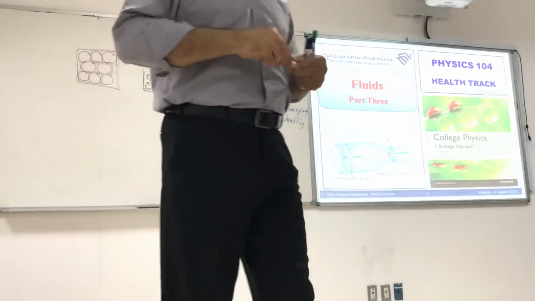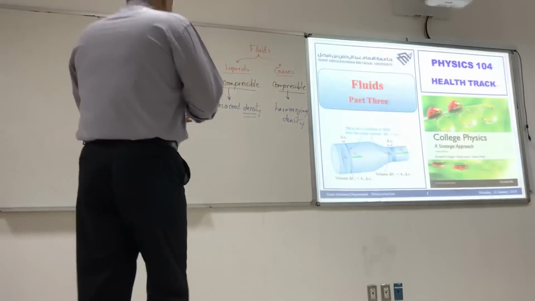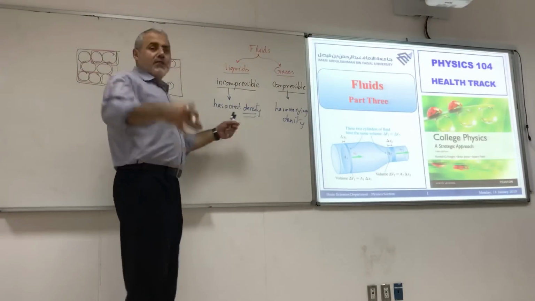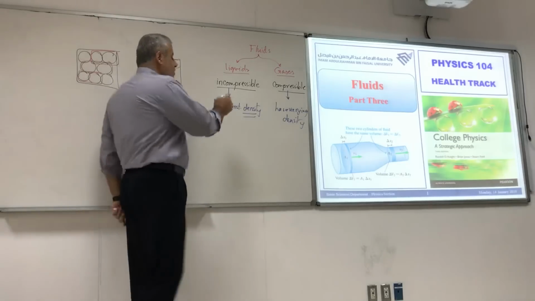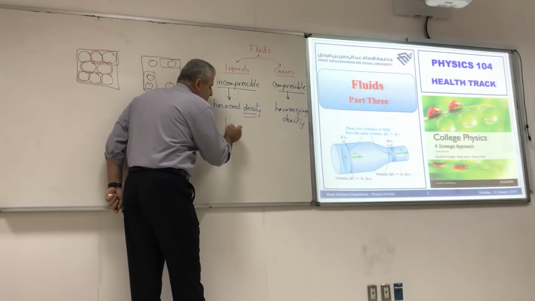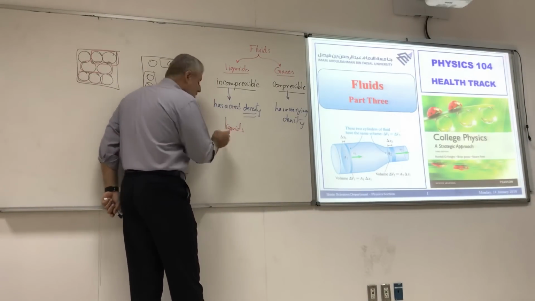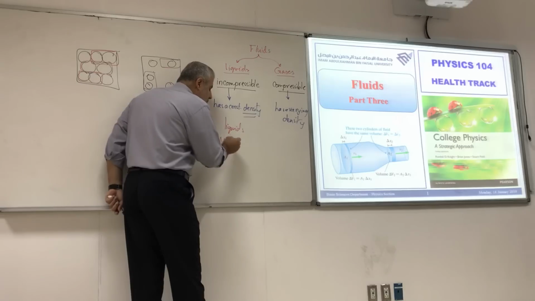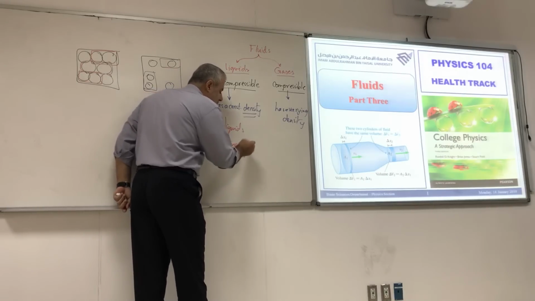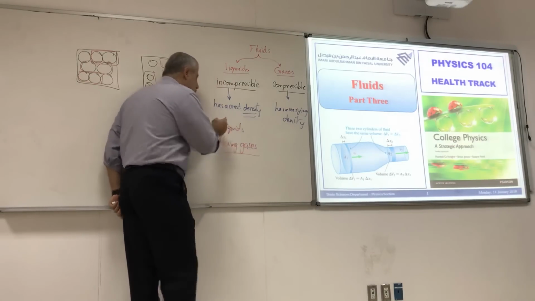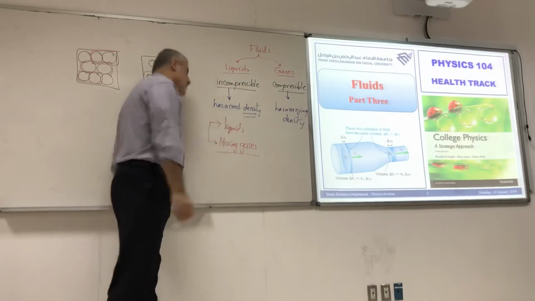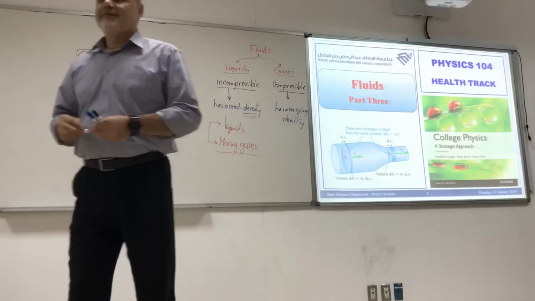Compressible, that means قابل للانضغاط. Now, because I need to explain, we sometimes consider liquids as incompressible. And also, I need to say something. We may also consider moving gases as incompressible. Who can explain why?